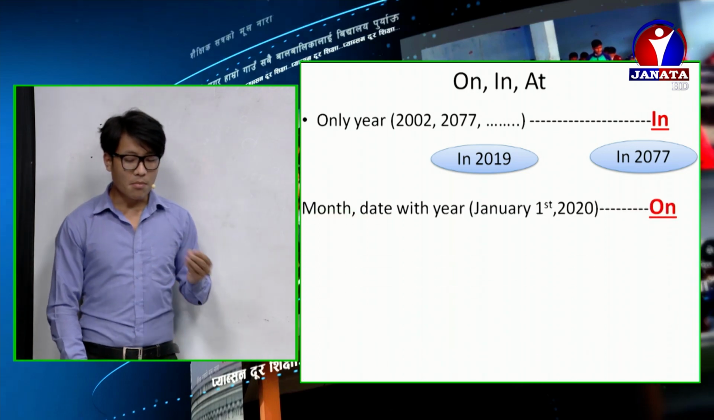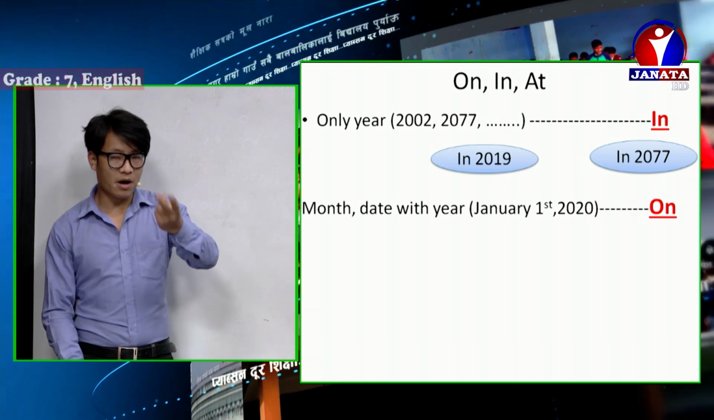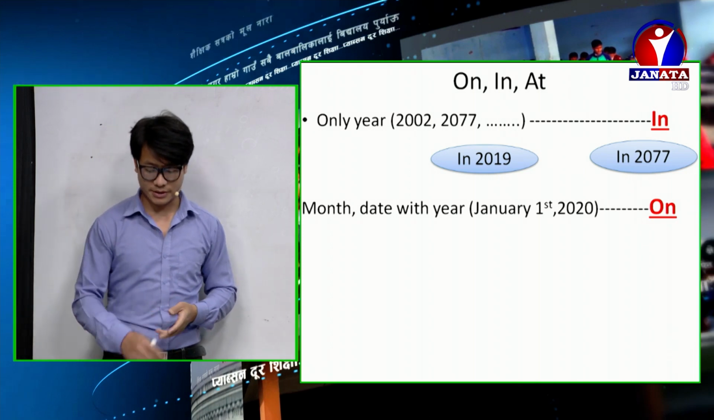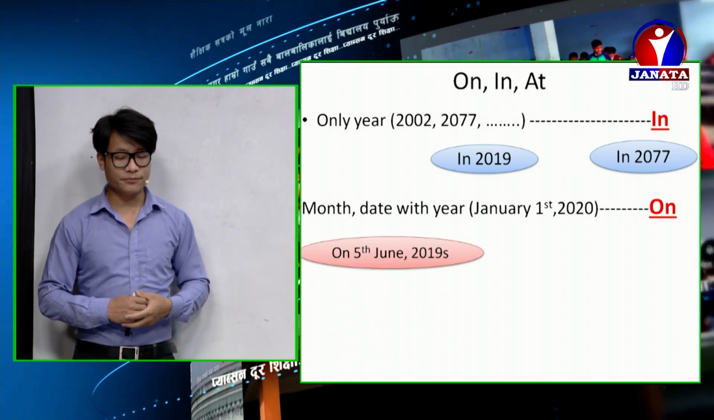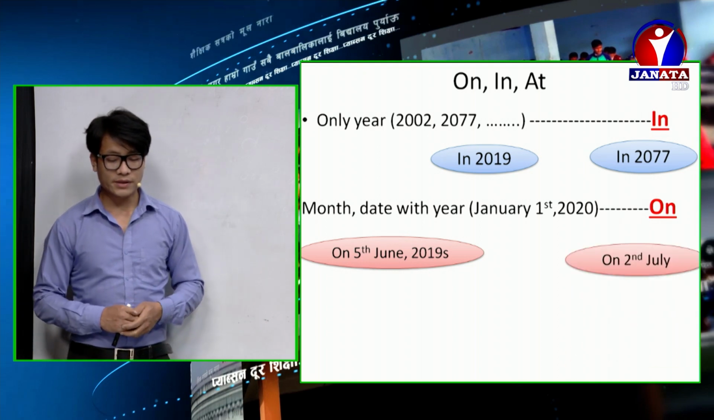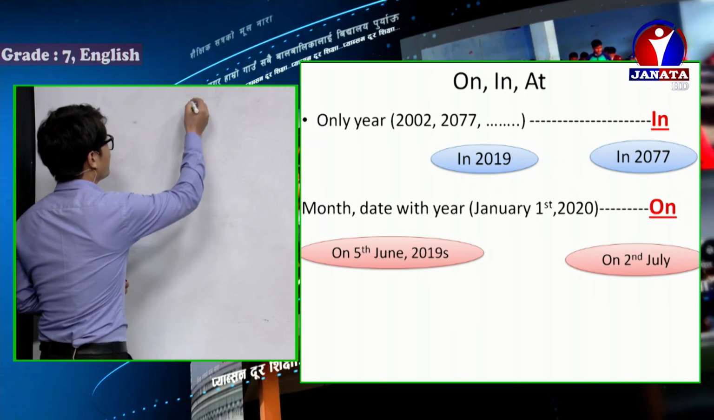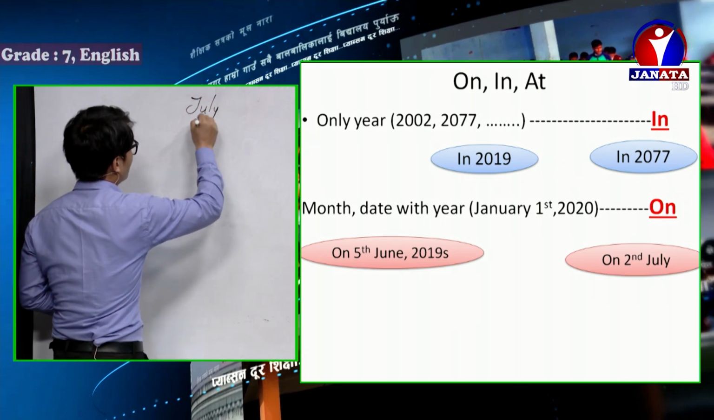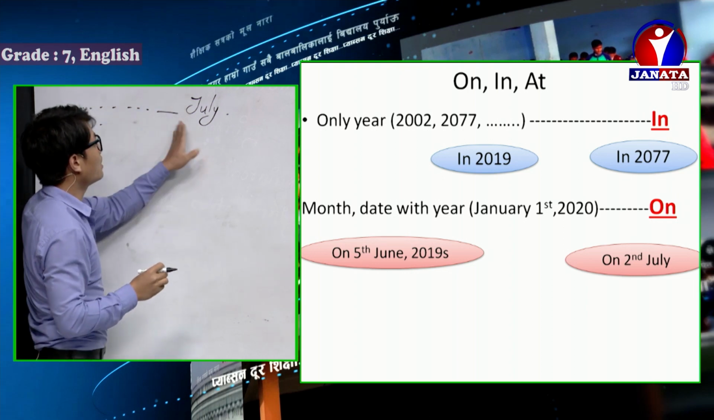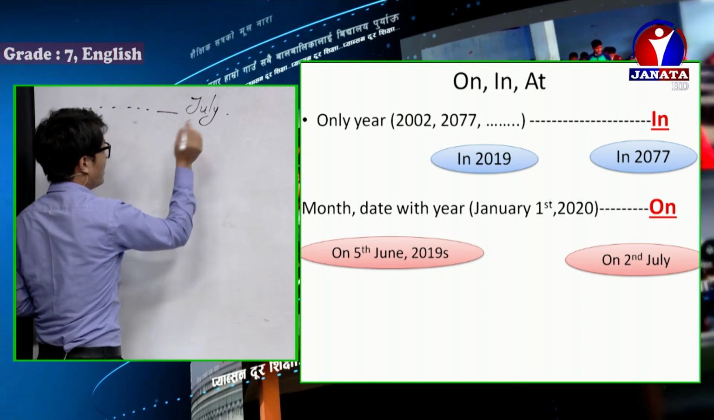Next, month, date with year. If there are month, year, and date, then we use "on", like on 5th June 2019 or on 2nd July. Now, let me clear this for you. Okay, July. Maybe I will come in July.